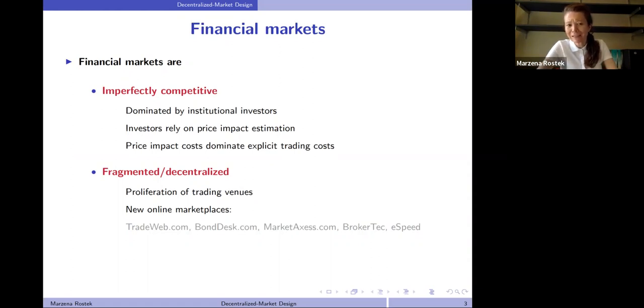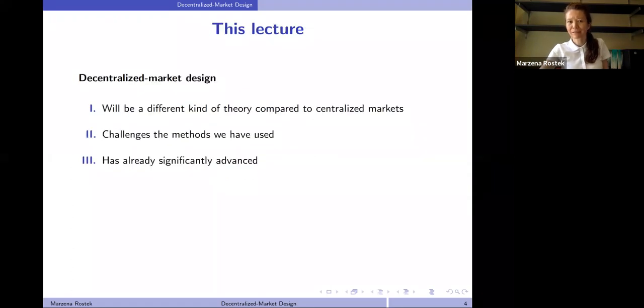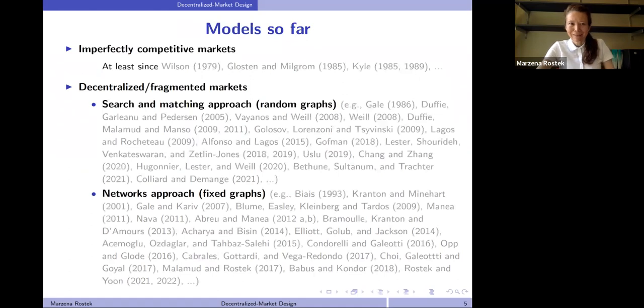Well, in this talk, in this lecture, I would like to underscore 3 points. As I see, decentralized market design will be a different kind of theory compared to the theory of centralized market design. It will challenge the methods we've used and also how much has already been done. Okay, so where does the equilibrium theory of imperfect and competitive fragmented markets stand? Let's take a closer look.